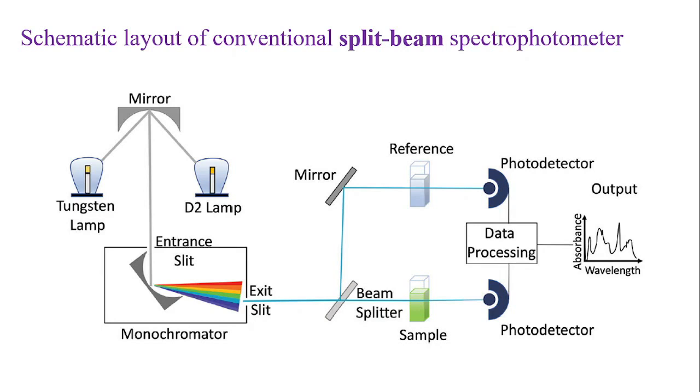Half of the intensity of the light falls on the reference, and the other half falls on the sample. The reference that we use in the split beam spectrophotometer is usually the solvent that we are using for the experiment. After falling on the reference and the sample, respectively, the light falls on the photodetector, and the data is then processed by the system, and then output is given.